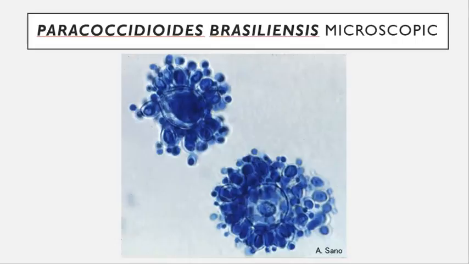Here is a microscopic image of Paracoccidioides, and this is supposed to resemble the mariner's wheel or a ship's wheel. So this is the center, and these would be like the spokes or the grips on the mariner's wheel.